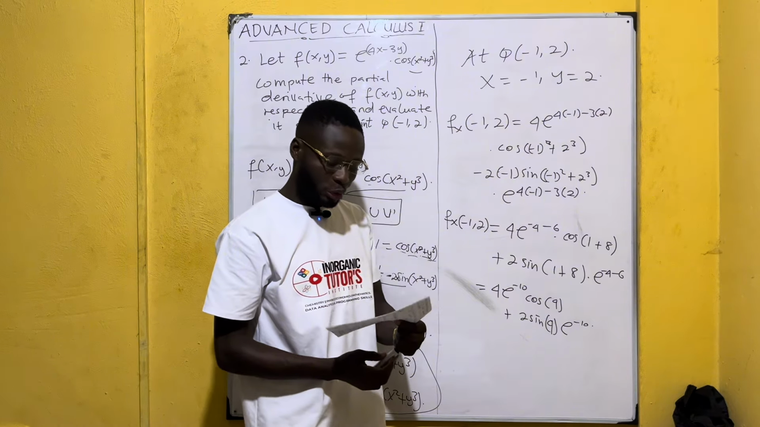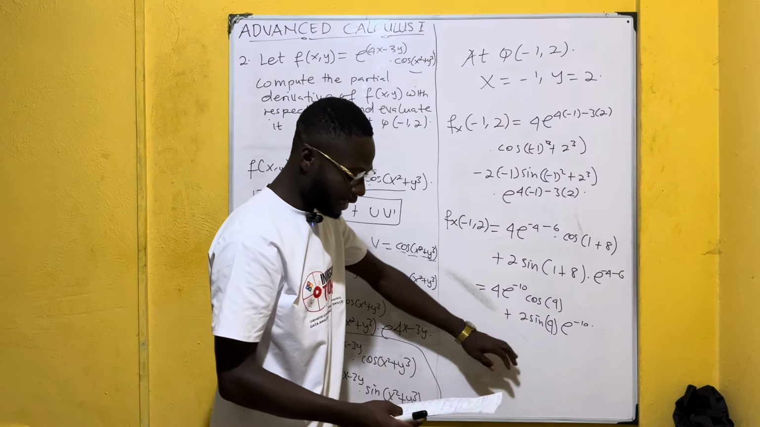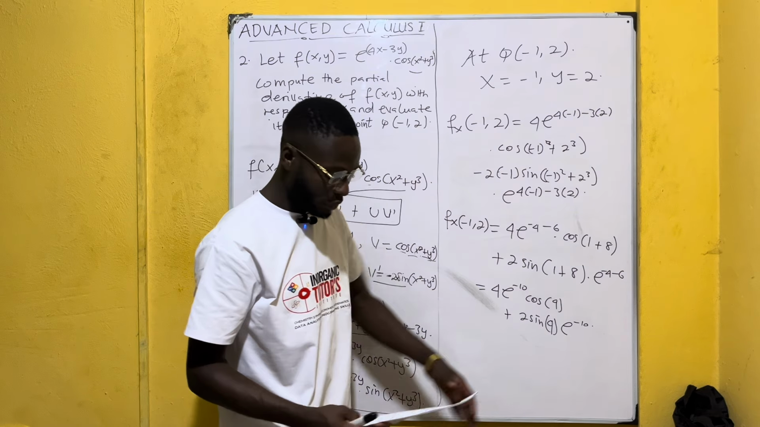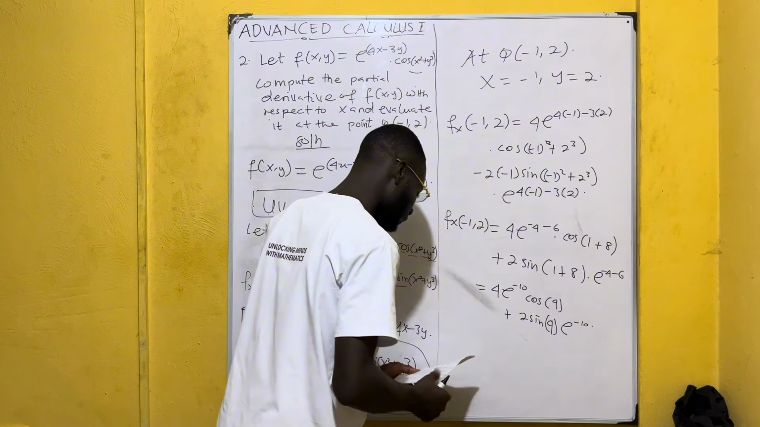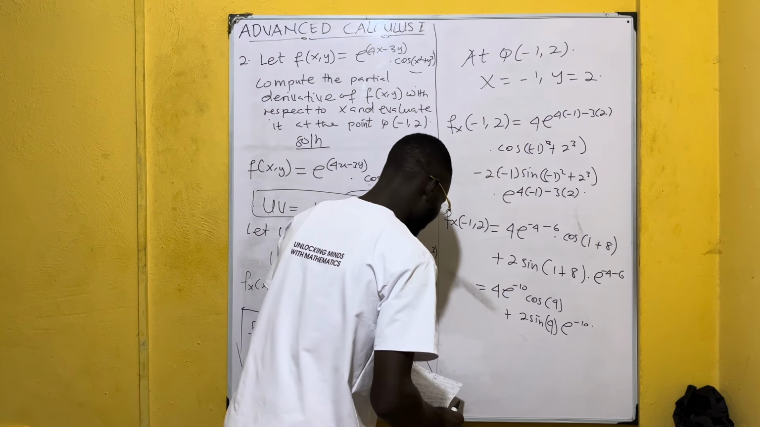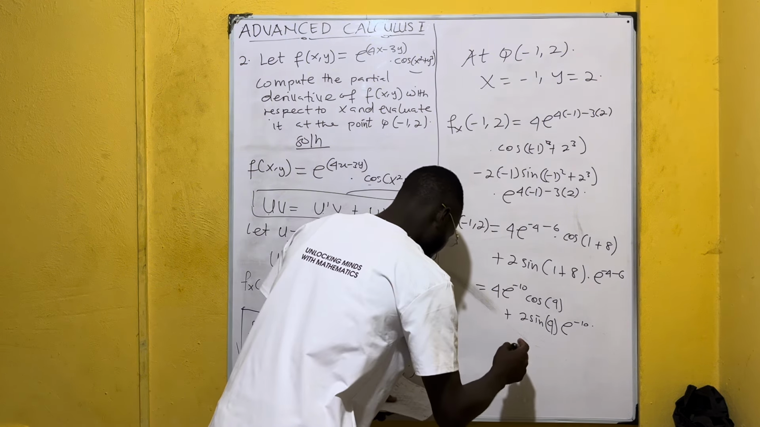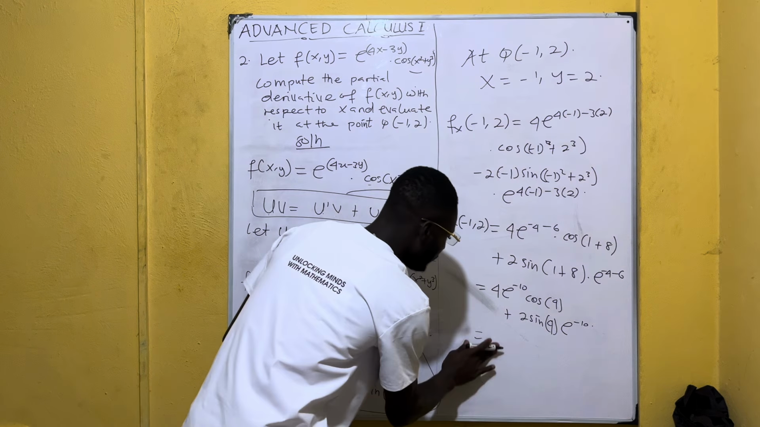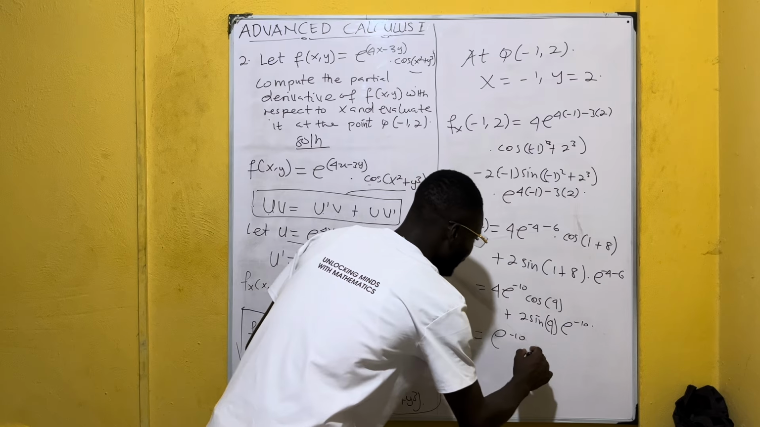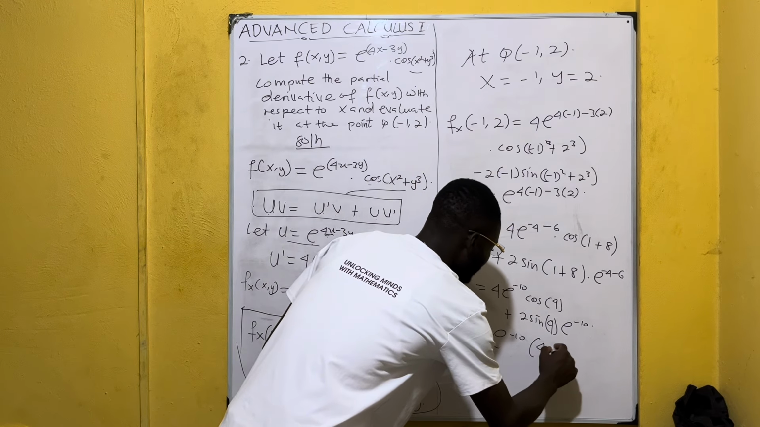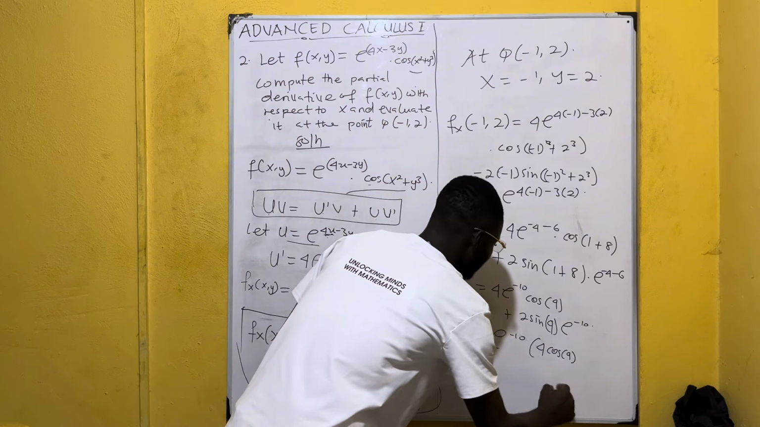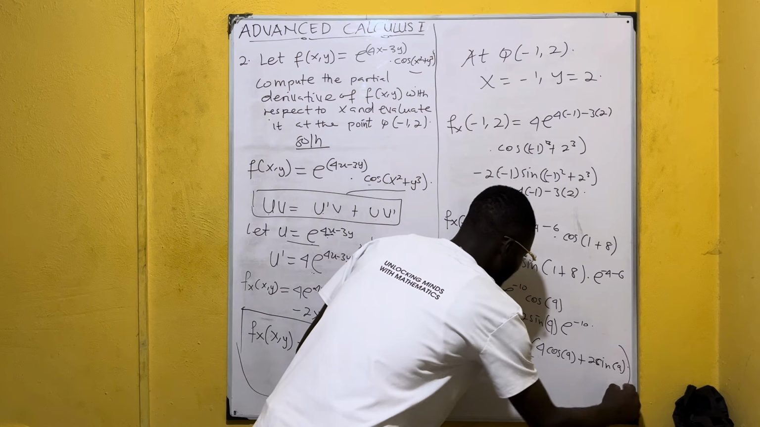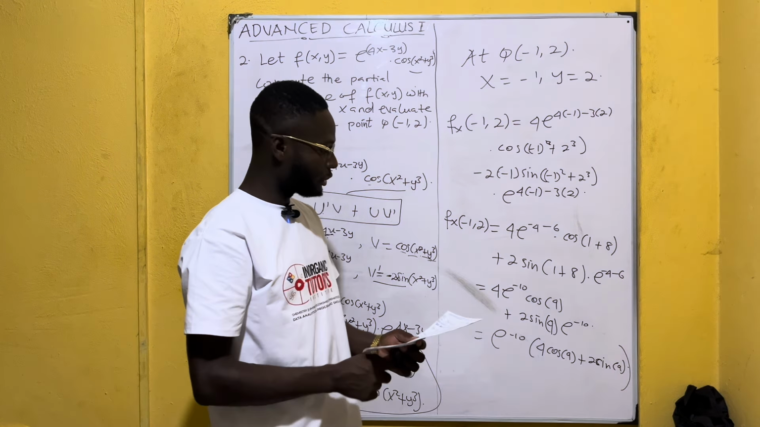All right, so this we can basically factor e to the power minus 10 out. So when we do that, we are going to have e to the power minus 10 out, 4 times cos 9 plus 2 sine 9. Right? So this is what you are going to have.